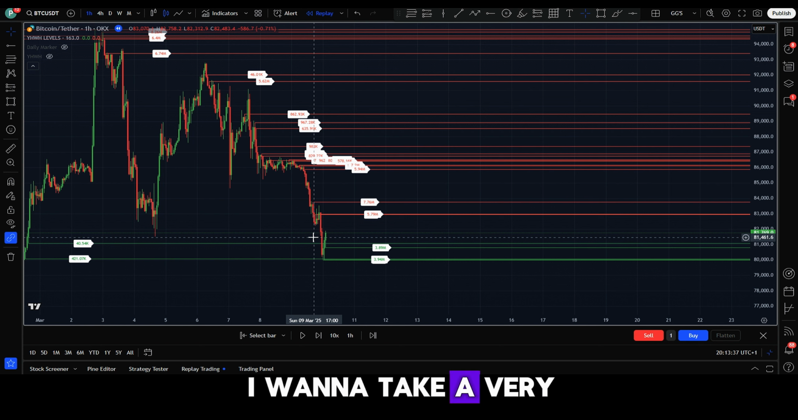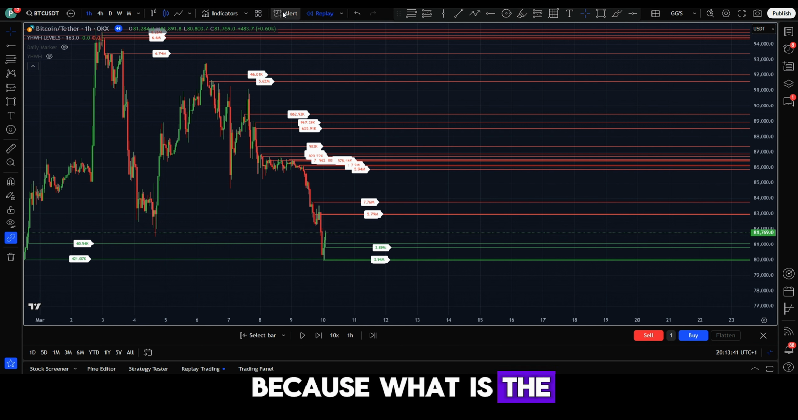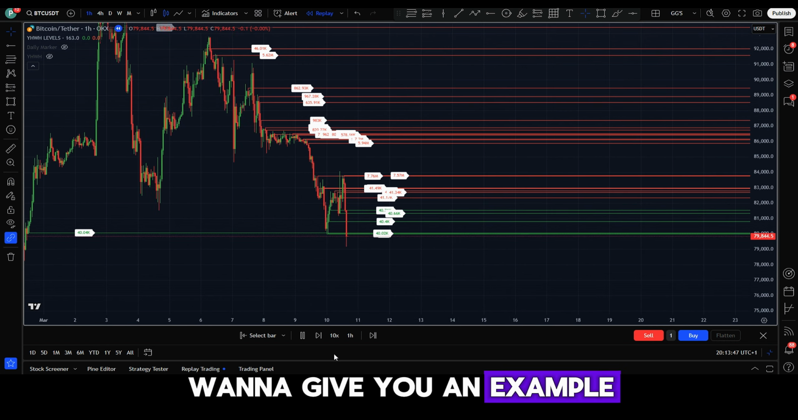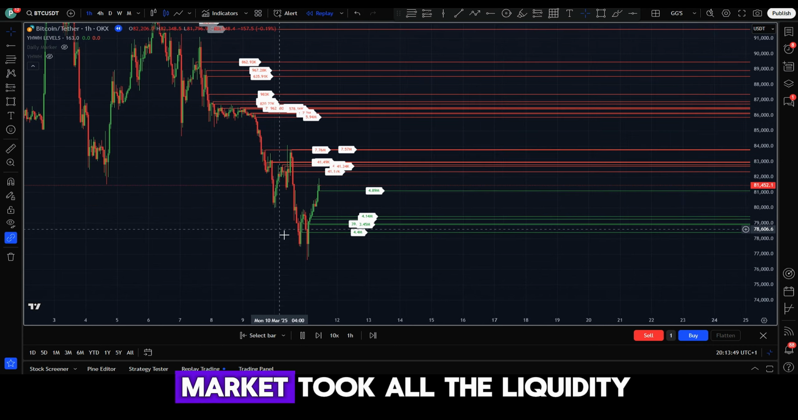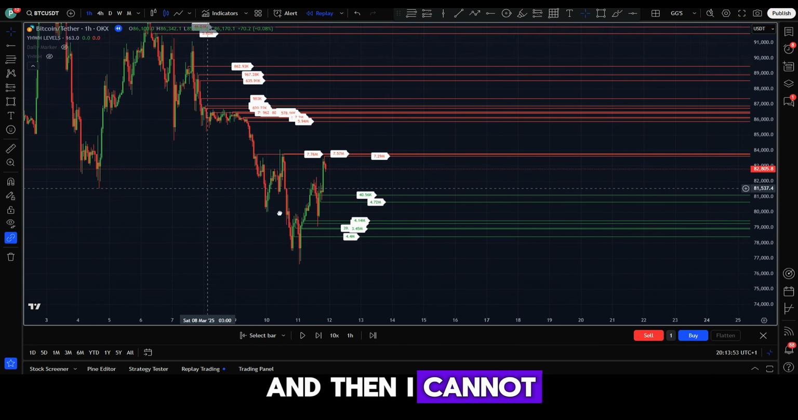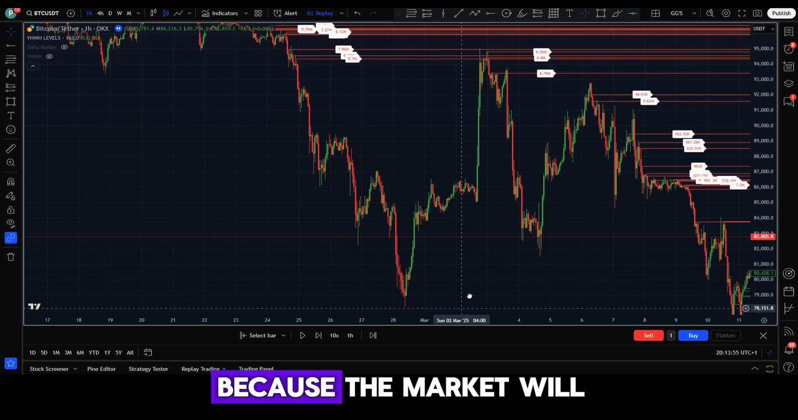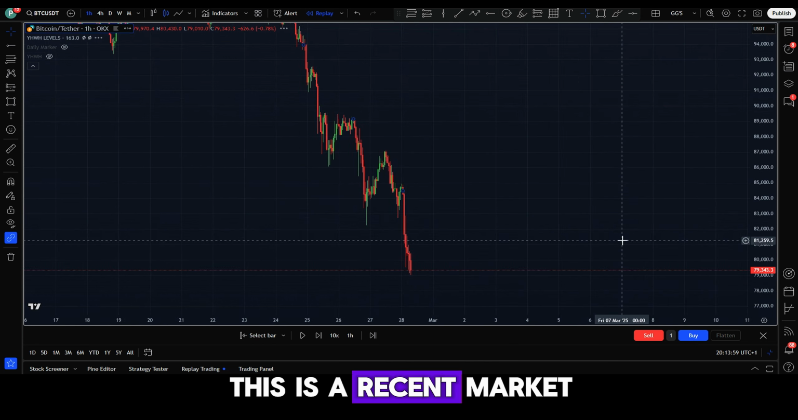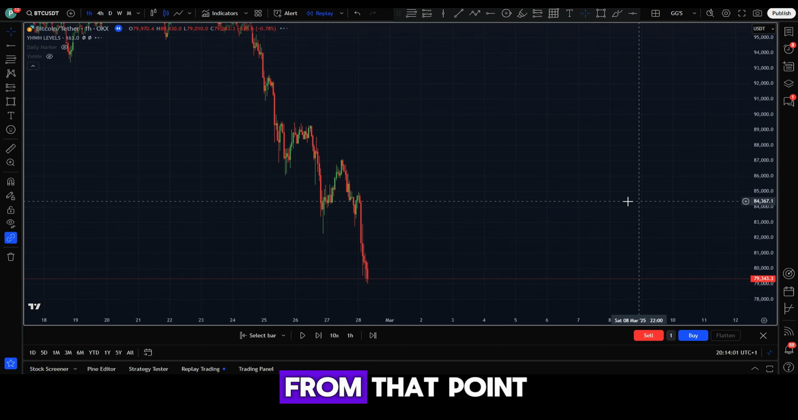I want to take very, very high profits or low profits. Because the problem with taking high profits is that at the end of the day, you end up taking small profits. I want to give you an example. Let's say here, the market took all the liquidity, isn't it? And then, no, I cannot use this example because the market will stop soon. This is recent, the market is not very far from that point.